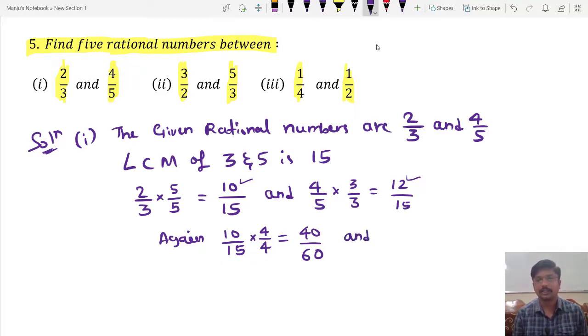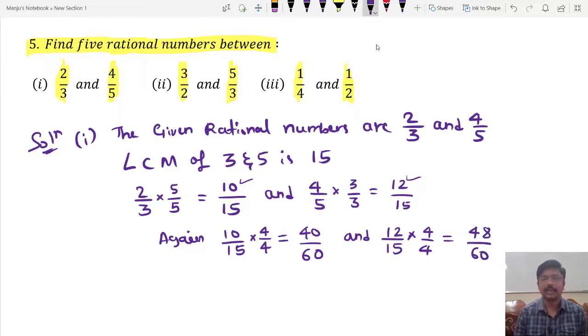And another rational number we have here, 12 by 15. Multiply both numerator and denominator by 4. What do we get here? 12 fours are 48, divided by 15 fours are 60. In between 40 by 60 and 48 by 60, how many rational numbers are we getting? Hardly we are getting 7 rational numbers. But they asked us to write only 5 rational numbers.